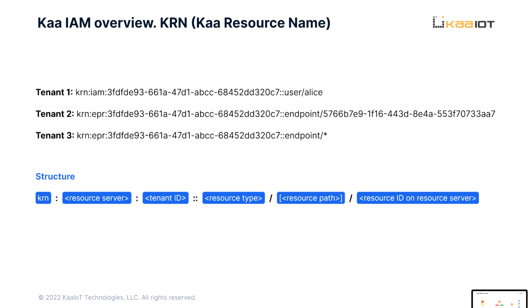Resource type is a referenced resource type. Resource path is a resource path that reflects the logical location of a resource in an organizational structure, and it's optional. And resource ID on resource server is an ID that uniquely identifies a resource in the scope of a resource server. Okay, so to wrap up the theoretical block, let's overview the policy structure.